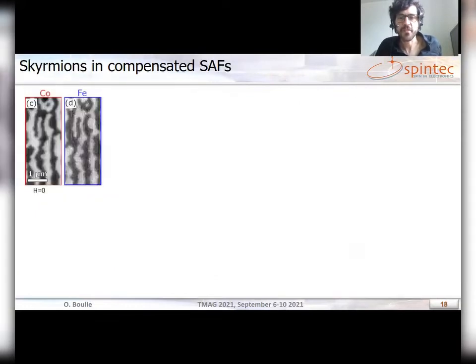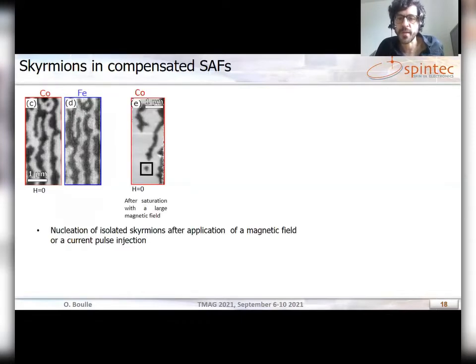This small anisotropy leads to stripe domains at remanence, as you can see on this STXM image. One can see opposite dichroic contrast at the cobalt and the iron edge, which demonstrates the antiferromagnetic coupling of both layers. In addition, you can see that skyrmions spontaneously nucleate in this stripe domain texture, as shown here in the upper part of the image. Isolated skyrmions can also be nucleated by injecting current pulses or after saturation using a large magnetic field.